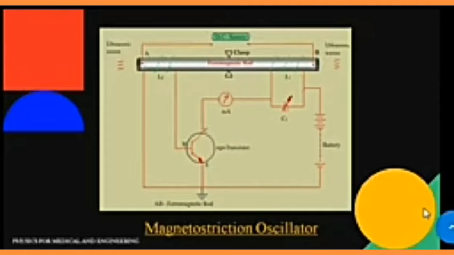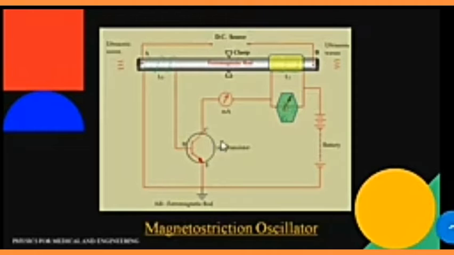Now here there are two coils, L1 and L2, which are wound at the ends of AB. Coil L2 is connected to the base of the NPN transistor, and the other end is connected to the emitter and the negative terminal of the battery. Coil L1 is wound on the right side of the rod, along with the variable capacitor C in the collector circuit of the NPN transistor.